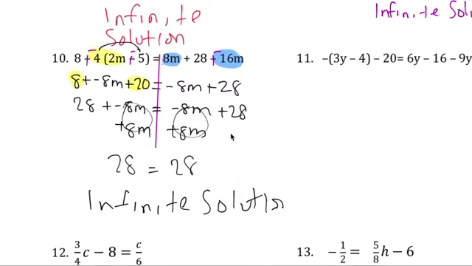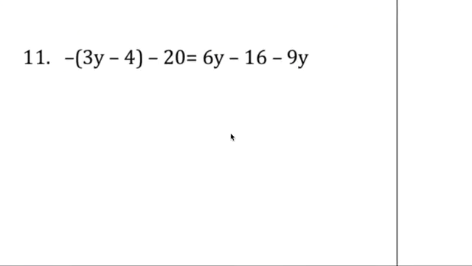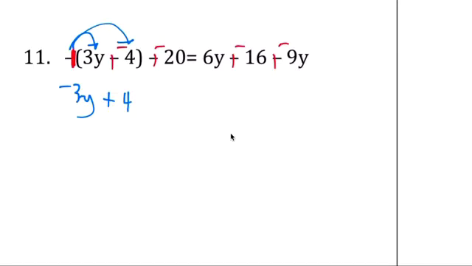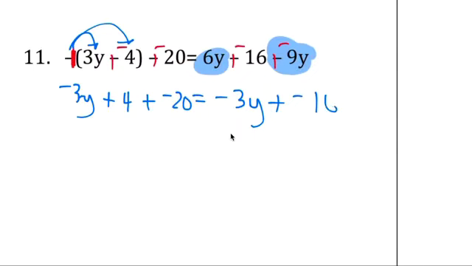Okay. And then here, do additive inverse, plus a negative, plus a negative, plus a negative, plus a negative. Okay, and there's an invisible 1 there. So distribute this to this, you get negative 3y. That to that, you get a positive 4. Add the negative 20. Okay, 6y, negative 9y, you get negative 3y plus negative 16.